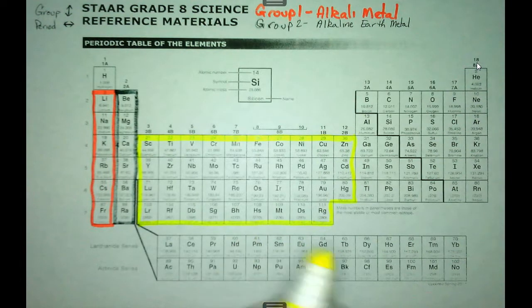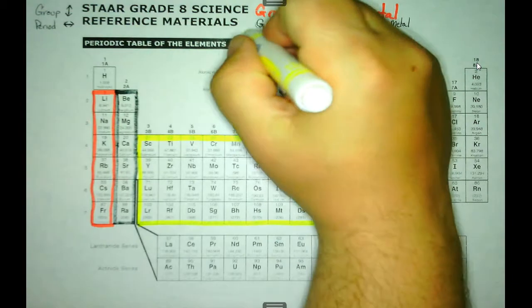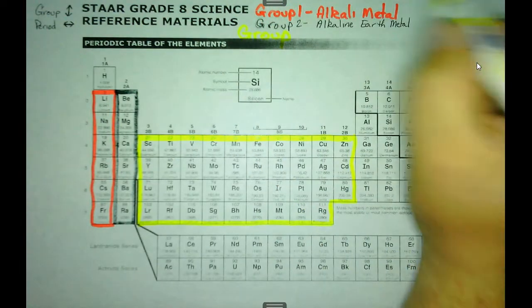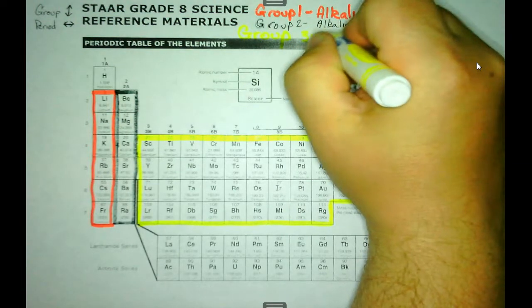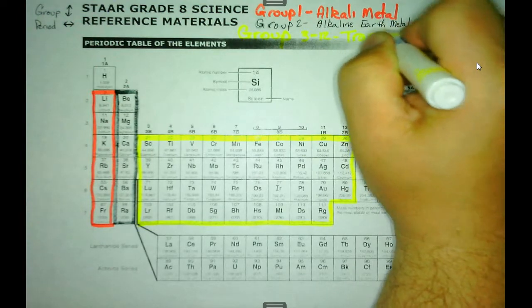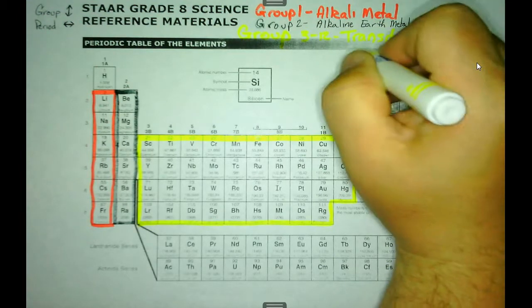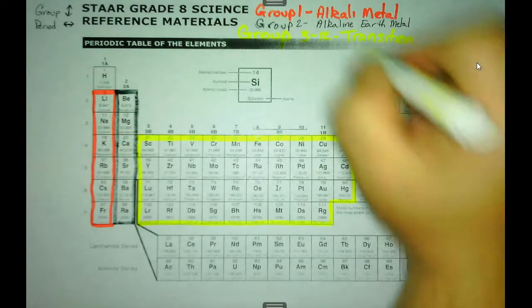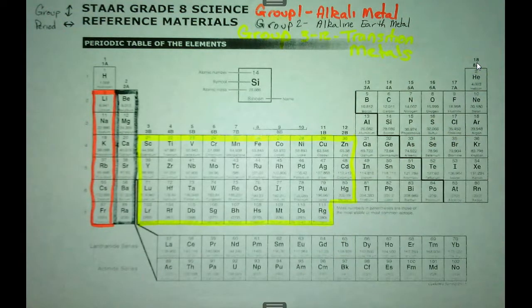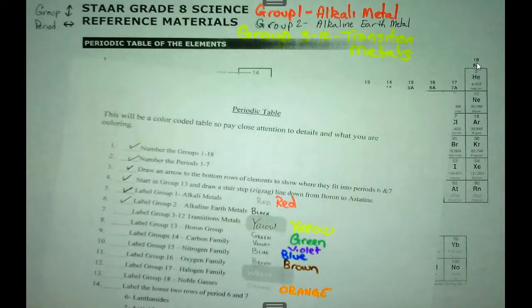Okay, so that's groups 3 through 12. So group 3 through 12, and that's transition metals. Okay, transition metals. All right. So next up, oh, wait. Have to make sure we check this off because we're doing pretty good.